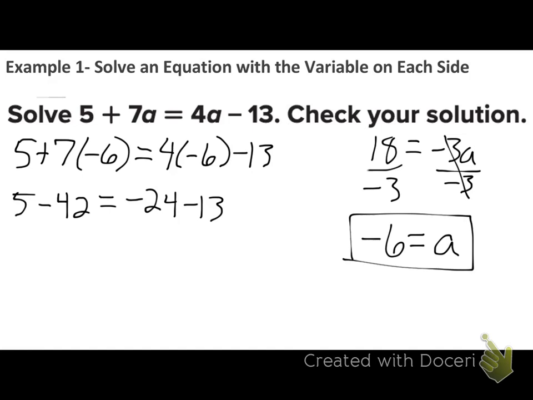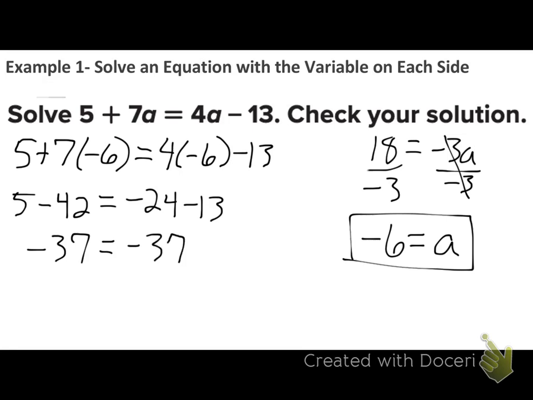Now, 5 minus 42 is going to give me what? Negative 37. Negative 24 minus 13 is going to give me 11. Negative 11. A positive? No. Oh no, negative 37.